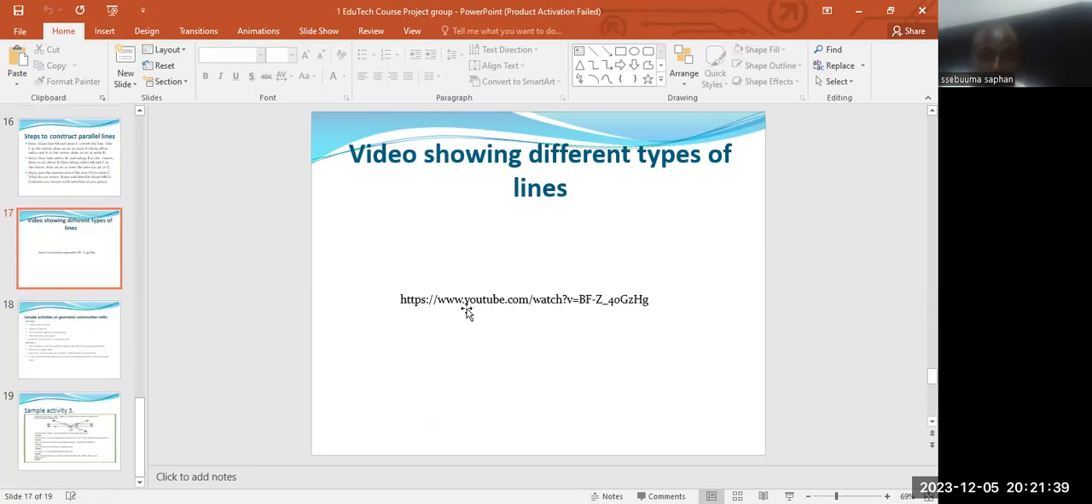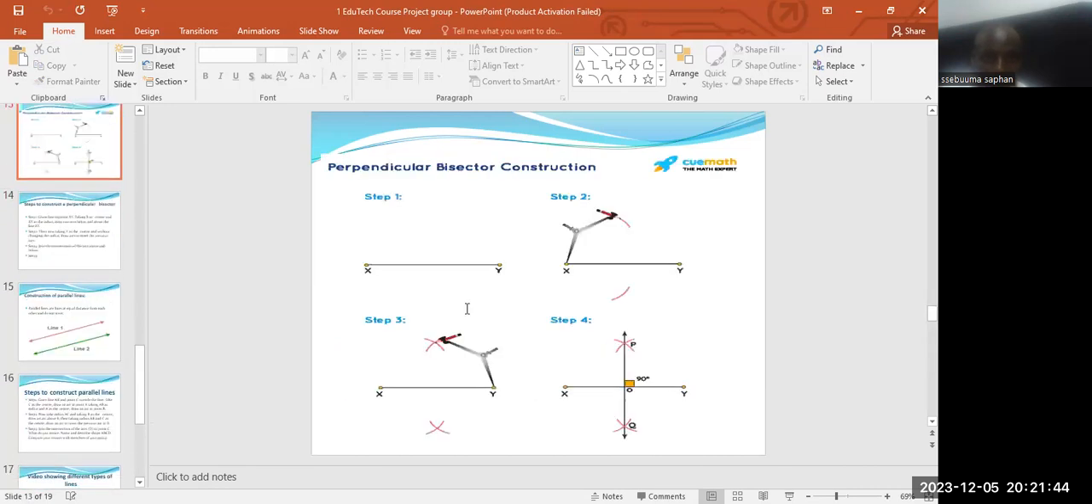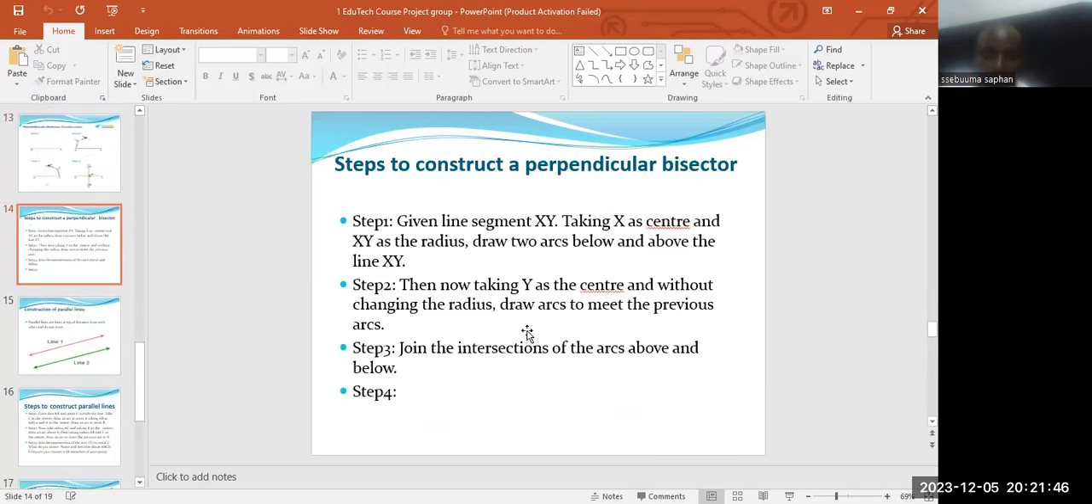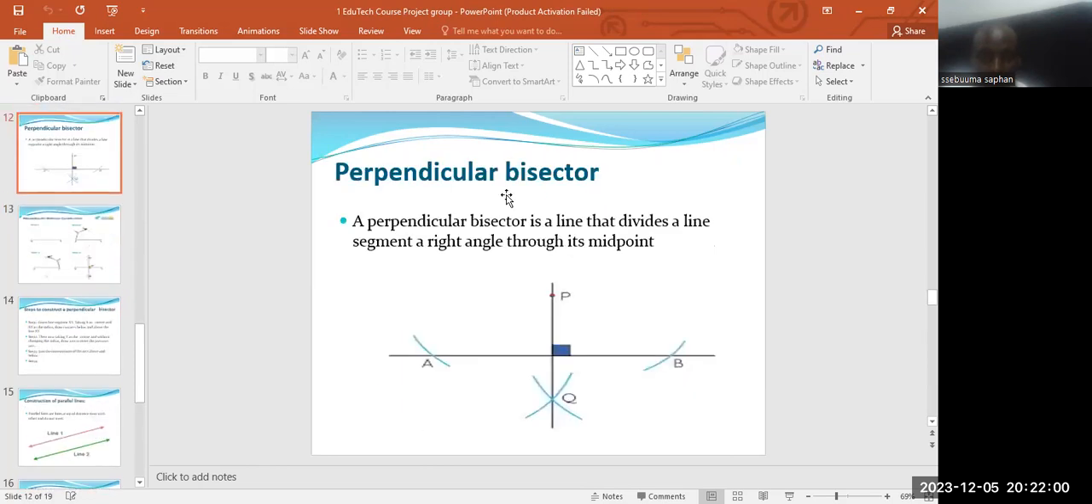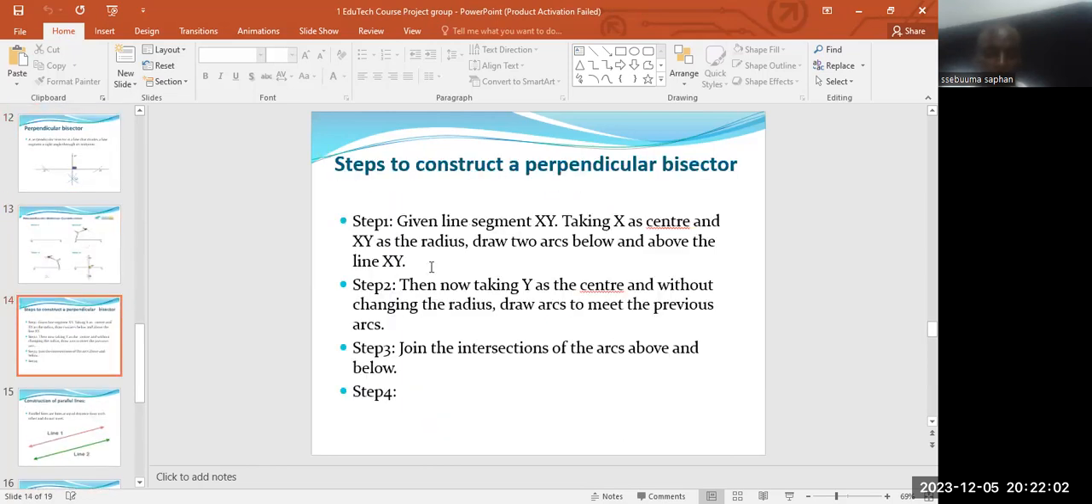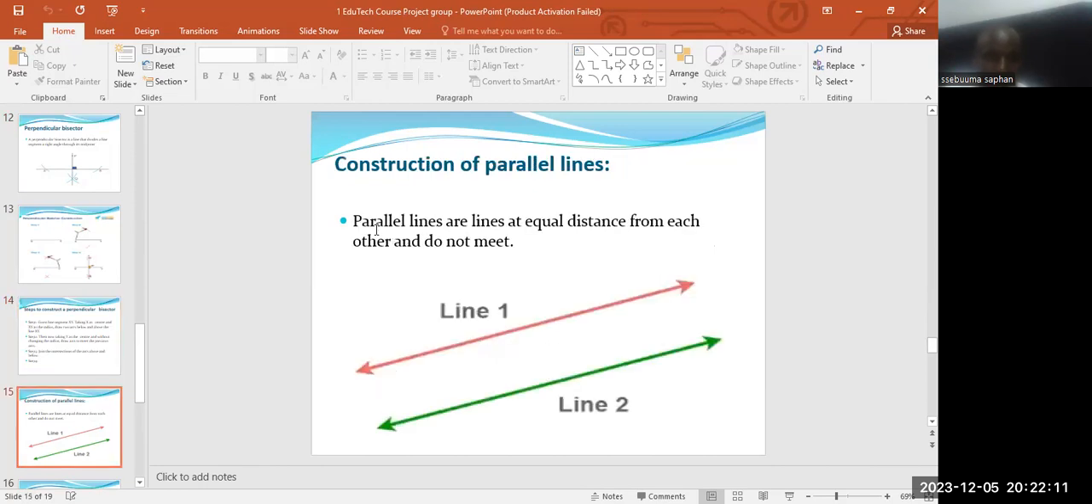This is our video, and here, these are the steps on how to construct a perpendicular bisector, and we shall go through these steps one by one, such that you come up with this previous perpendicular bisector. So we shall be reading one step, you do what is needed for that first step until we finish. We come up with a perpendicular bisector.